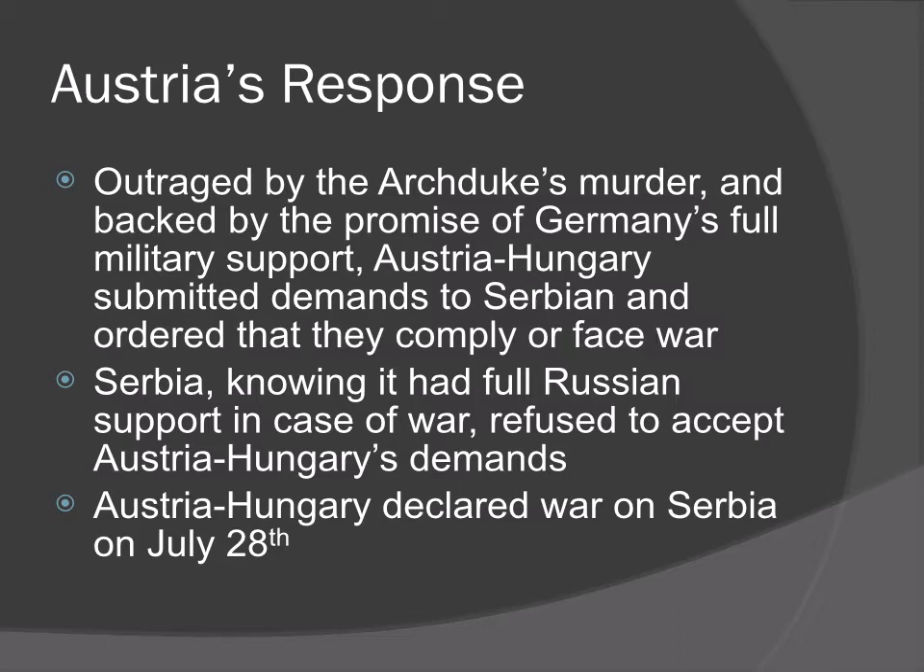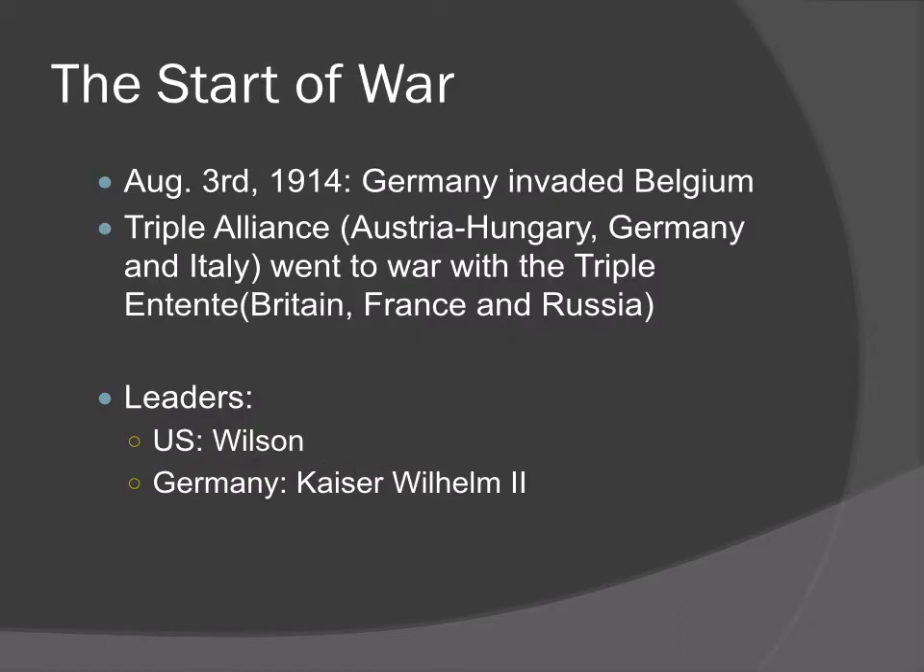So these alliances, they're coming in now, and you can see who backs who, and therefore who feels strong enough to be able to go to war. The war officially started on August 3rd, 1914, with Germany invading Belgium. The Triple Alliance, Austria-Hungary, Germany, and Italy, went to war with the Triple Entente: Britain, France, and Russia. The leaders were, from the United States, Wilson, and Germany, Kaiser Wilhelm II.